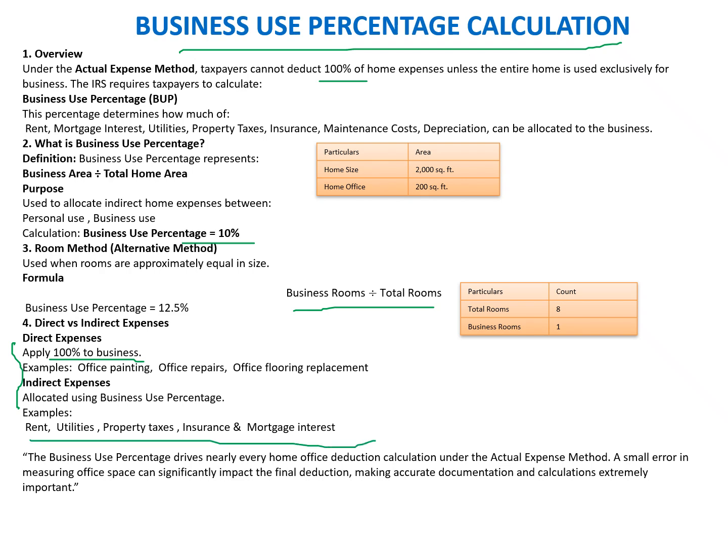So business use percentage drives nearly every home office deduction calculation under the actual expense method. A small error in measuring home space can significantly impact the final deduction, making accurate documentation and calculation extremely important. So we move to the next slide.